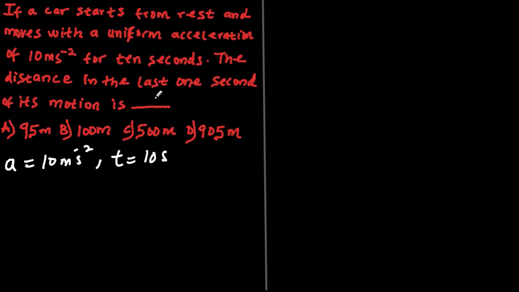The distance in the last 1 second. All right, this is another thing you should know. So we are looking for the distance in the last 1 second of the motion. You are not looking for the distance because the car traveled for 10 seconds. You are looking for the distance in the last 1 second. So look at it. If you travel for 10 seconds, let's say this is 1, this is 10. The last 1 second is the 10th second, because if you travel for 10 seconds, the last one is the 10th second.